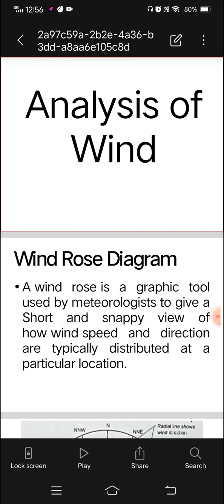Today we are going to discuss the topic of analysis of wind. The analysis of wind data is fundamental in many sectors, not only, as is obvious, in meteorology and climate, but also in air quality evaluation, architecture, energy production, analysis of outdoor sports performances, agriculture, and many others.